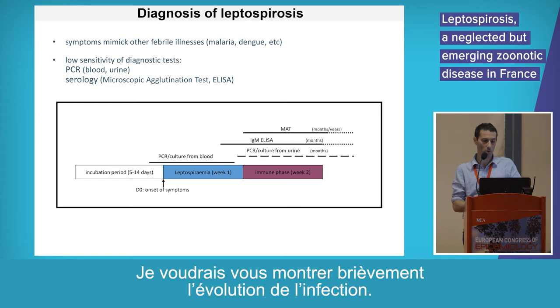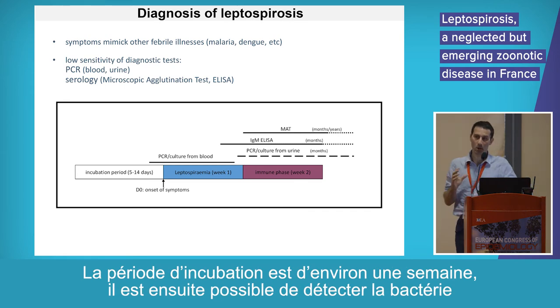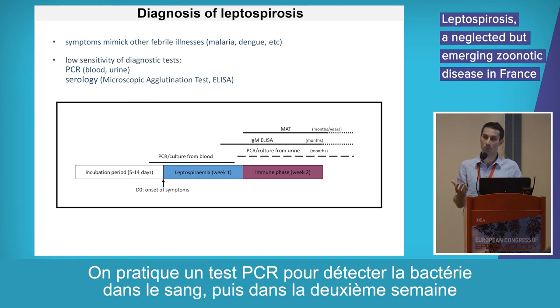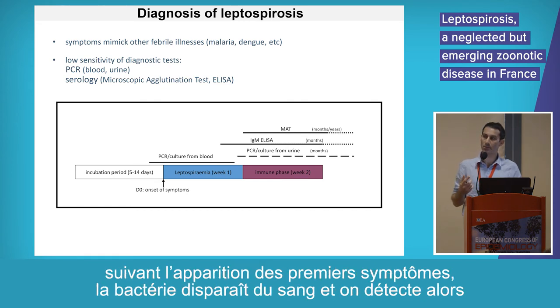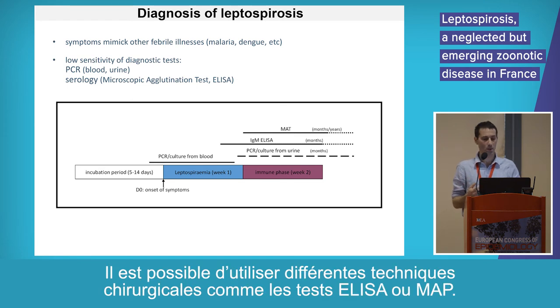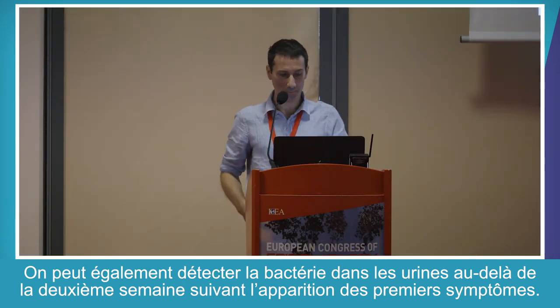Just briefly, to show you the kinetics of infection. The incubation period is about one week, and then you can detect the bacteria in the blood during the first week after the onset of symptoms. You can do PCR to detect the bacteria in the blood. During the second week after the onset of symptoms, the bacteria will disappear from the blood, and you will detect the antibodies against the bacteria using serological techniques, like an ELISA or the microscopic agglutination test. You can also detect the bacteria in the urine after the second week after the onset of symptoms.